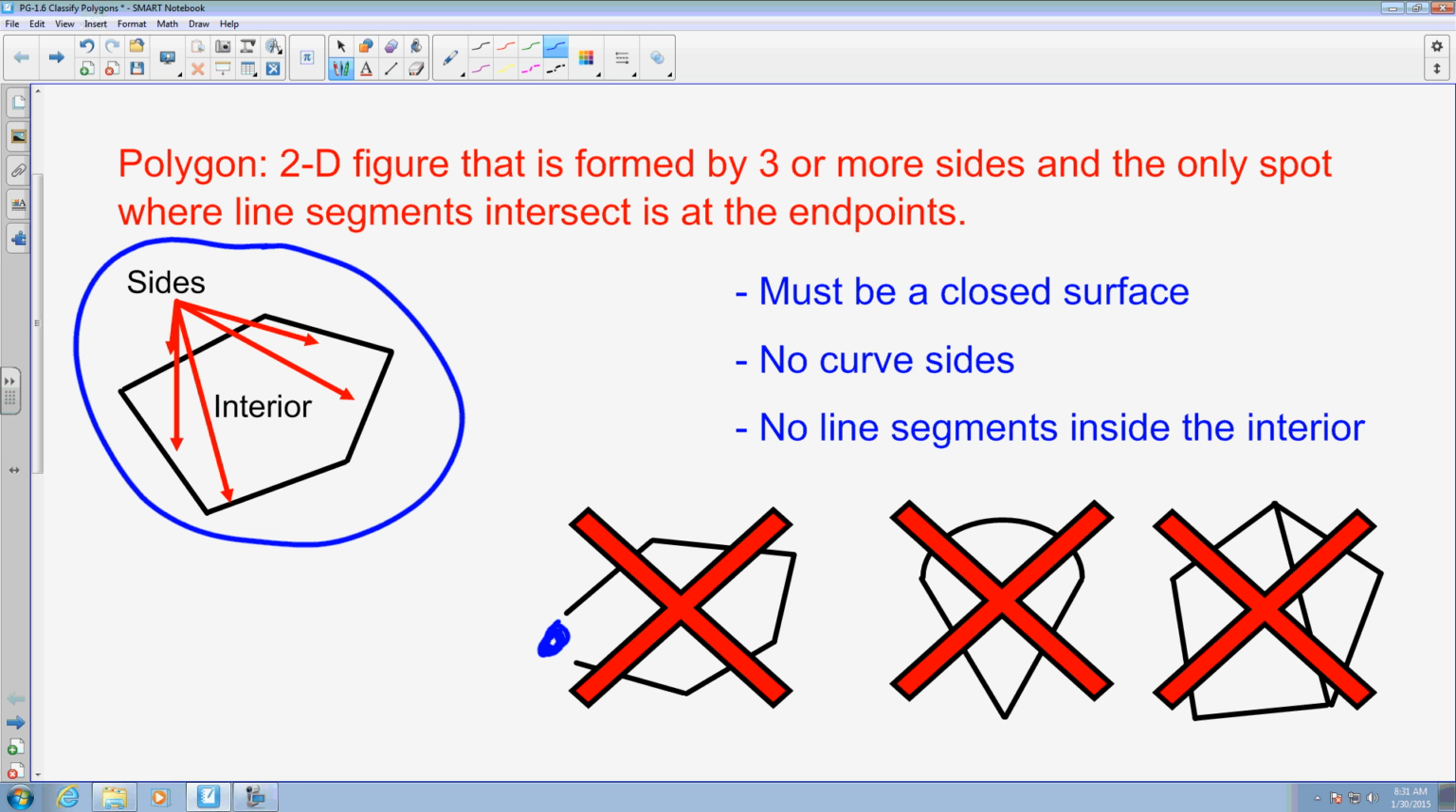And there must be no curved sides. So you see this little curve right here? It's not a line segment, so since it's not a line segment, that means it's not a polygon. Finally, there are no line segments inside the interior. So we have this little line segment right here. It goes through the interior, which means it doesn't qualify as a polygon.